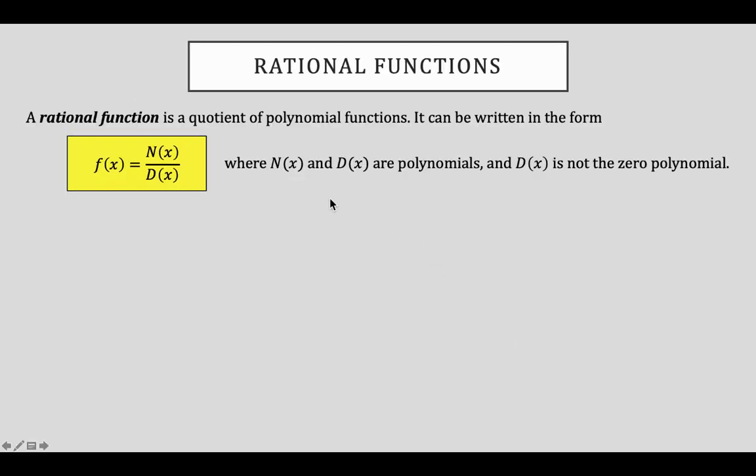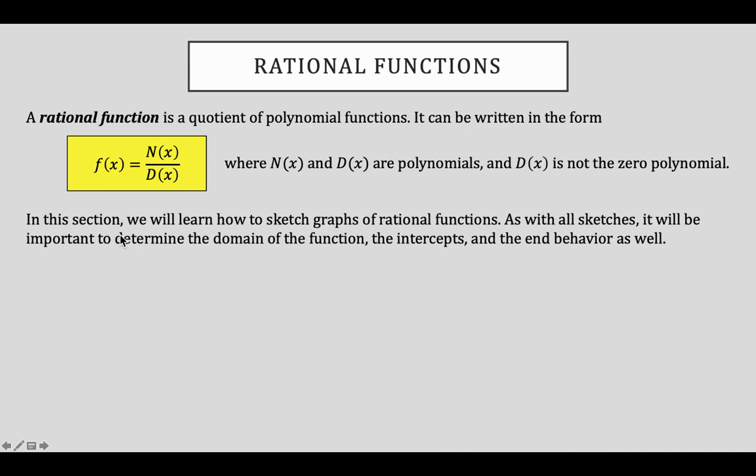So, a rational function is a quotient of polynomial functions. It can be written in the form f of x is equal to n of x divided by d of x, where n of x and d of x are polynomials, and d of x is not the zero polynomial. In other words, I have a polynomial divided by another polynomial. That is our definition of a rational function. A polynomial in the numerator and a polynomial in the denominator.